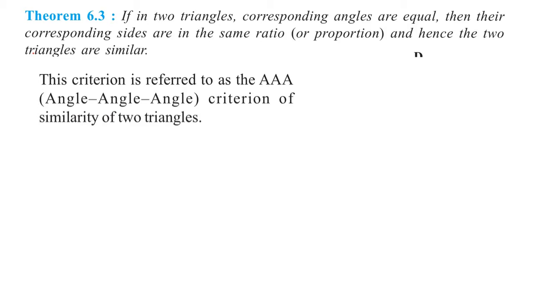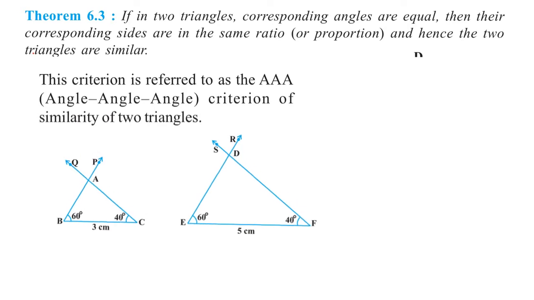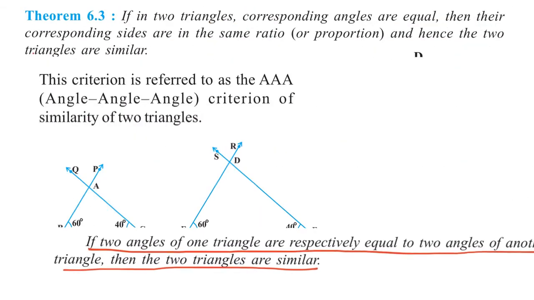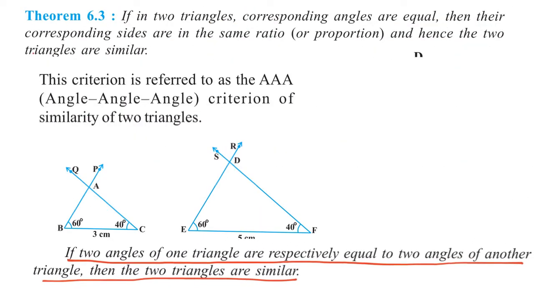But what if we know only 2 angles are equal? Look at these 2 triangles. We know only 2 angles. One angle is 60 degrees and the other is 40 degrees. But when we know 2 angles, obviously the third angle will also be equal. So we can say that if 2 angles of one triangle are respectively equal to 2 angles of another triangle, then the 2 triangles are similar, because the third angle will also be equal.